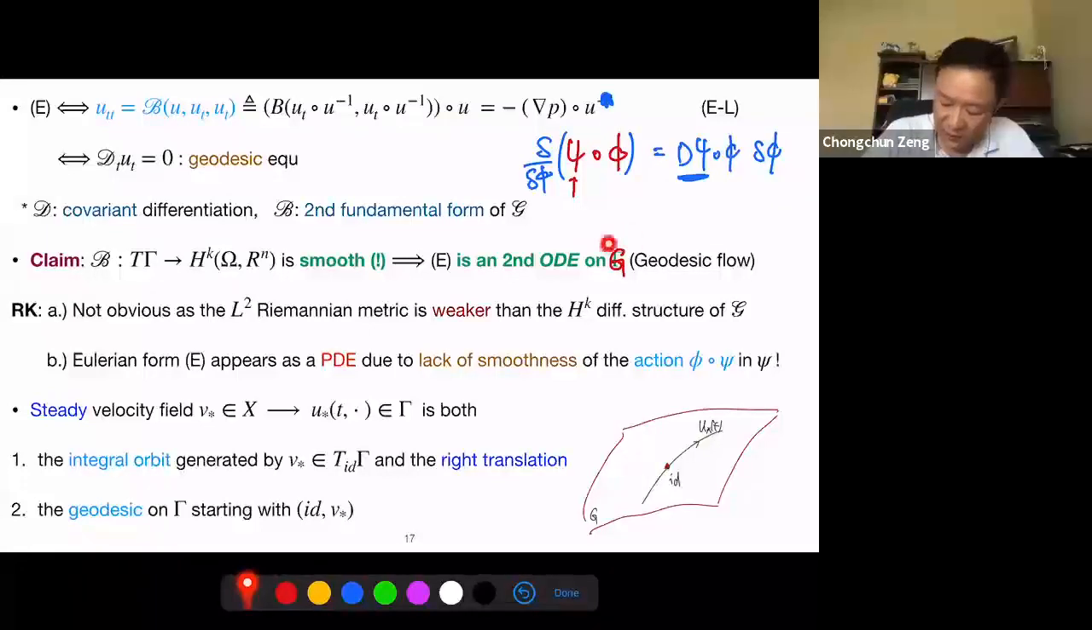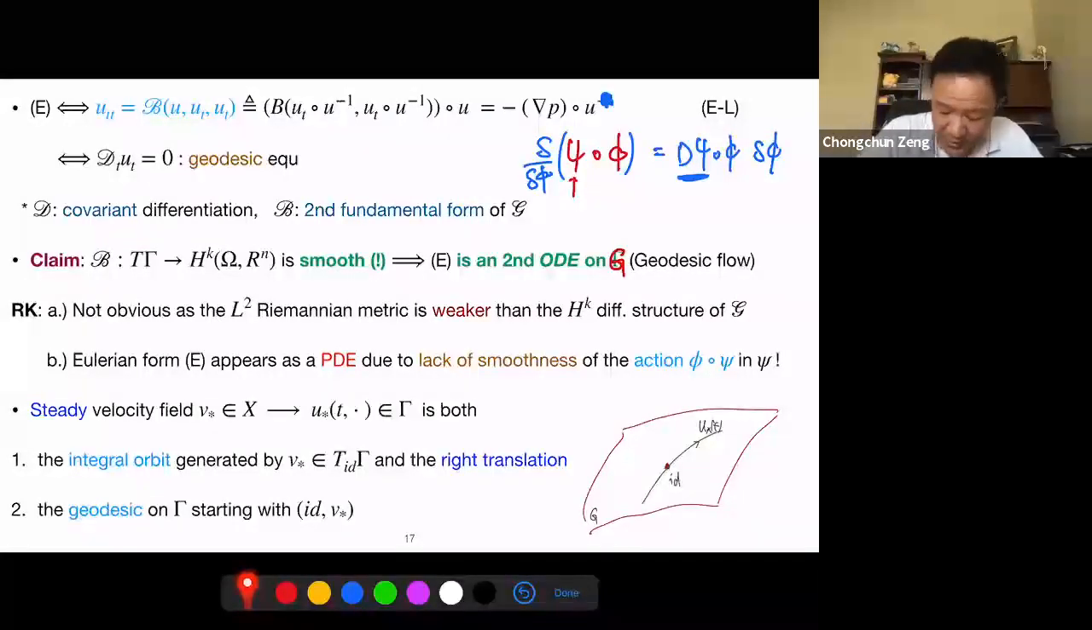the configuration manifold, the differential structure is from the HK metric. And the second fundamental form is from the R2 metric. These two metrics are different. And the R2 metric is weaker than the HK metric associated to the differential structure. So for us at this stage, it's a little bit like a coincidence. So here we have the smoothness of the second fundamental form.